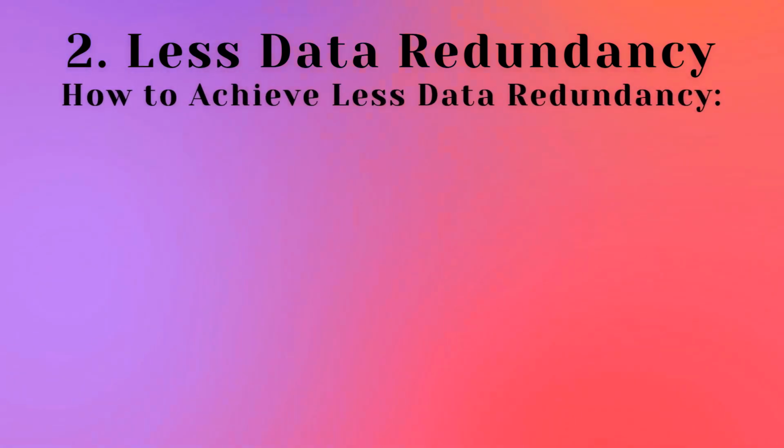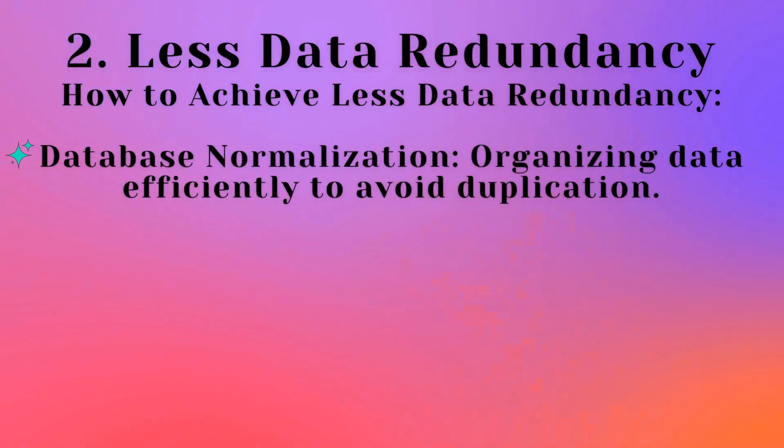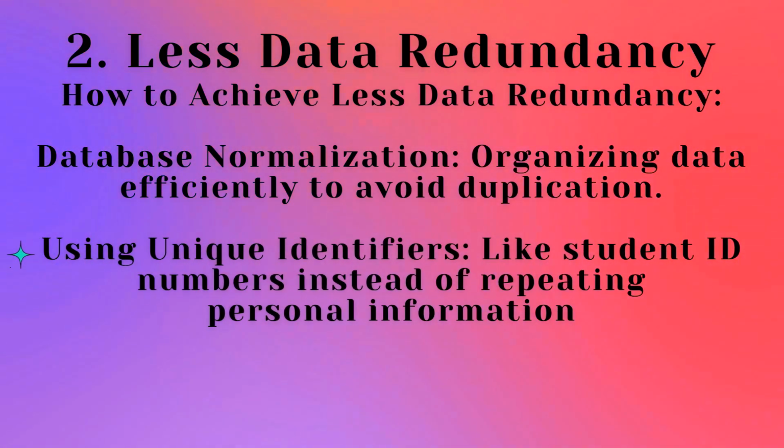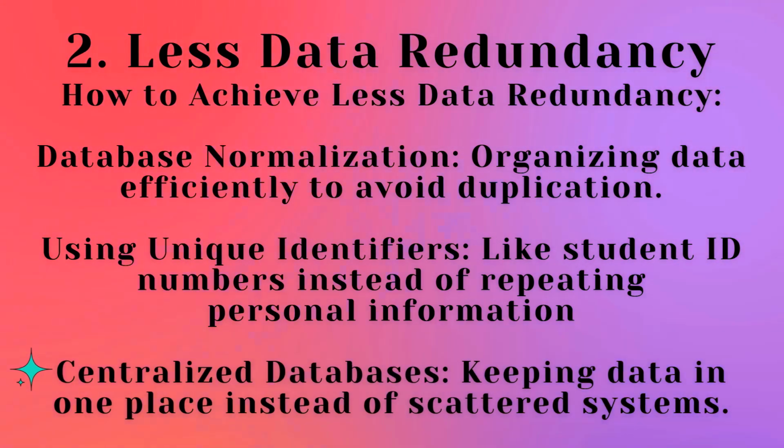How to achieve less data redundancy? Database normalization, organizing data efficiently to avoid duplication. Using unique identifiers, like student ID numbers instead of repeating personal information. Centralized databases, keeping data in one place instead of scattered systems.